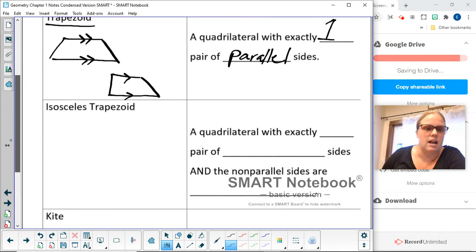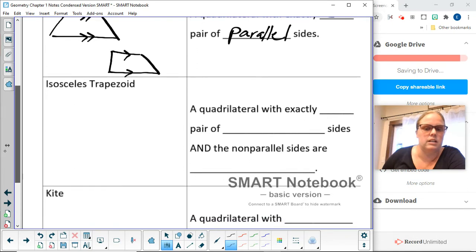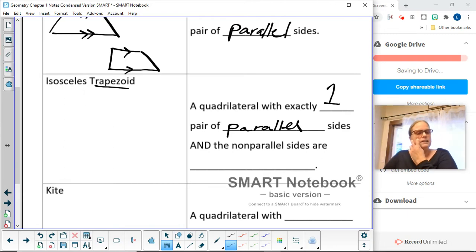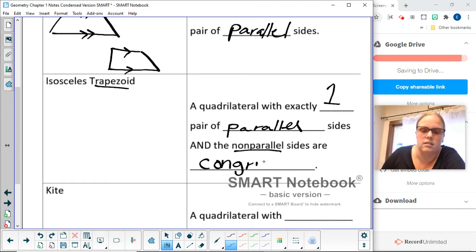Okay, now for an isosceles trapezoid, we still have exactly one pair of parallel sides. So it's still a trapezoid. But if we think about an isosceles triangle has those two congruent sides, the sides that are not parallel on this are going to be equal or congruent in length.